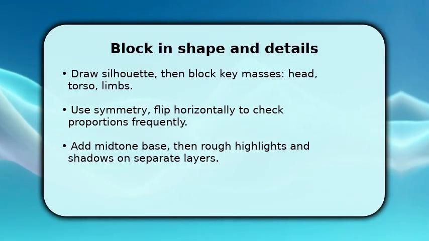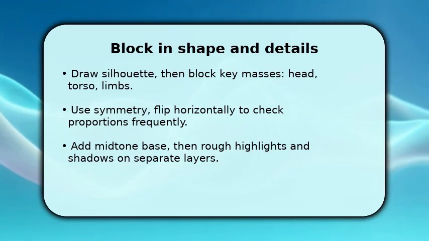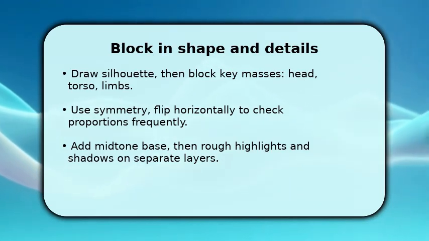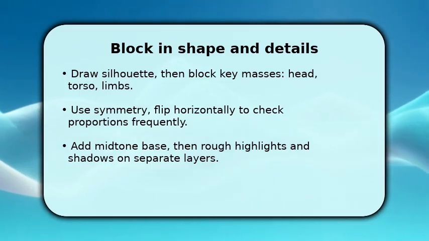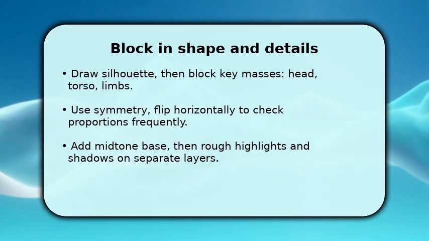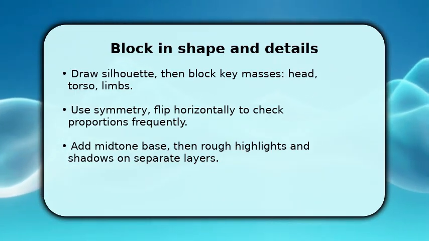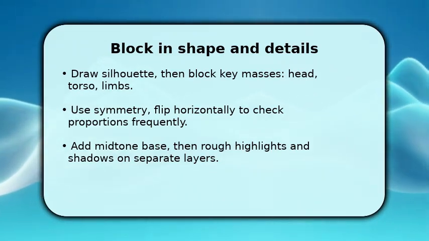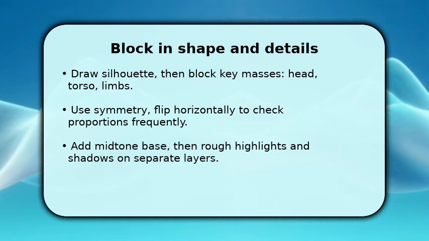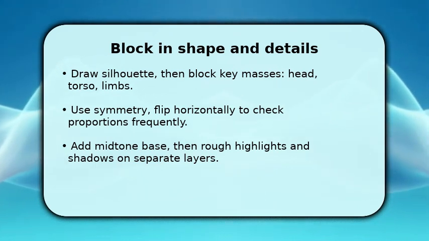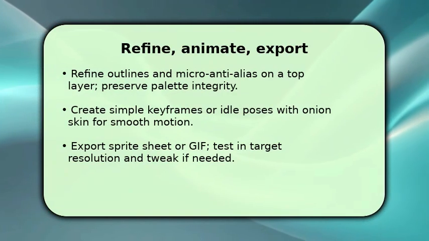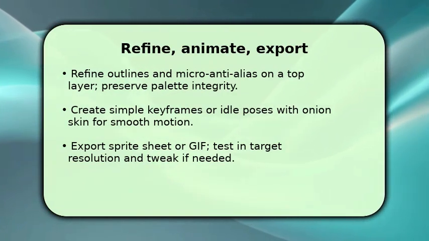This keeps iteration fast. Once the silhouette reads, lay down midtones on a new layer, then place shadows and highlights. Work with one light source so values stay consistent. Make sure to use dithering or selective anti-aliasing sparingly. These techniques increase texture without muddying your limited palette. Finish by cleaning edges and applying micro anti-alias to critical curves so the character reads at small sizes.